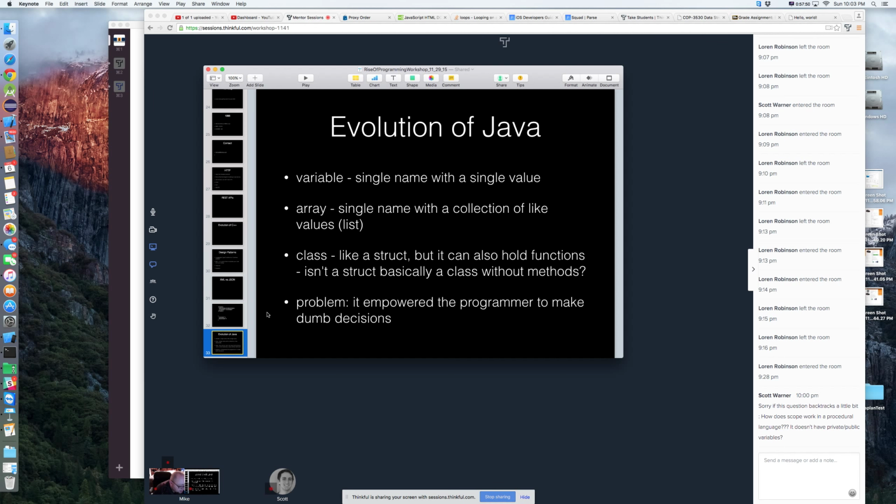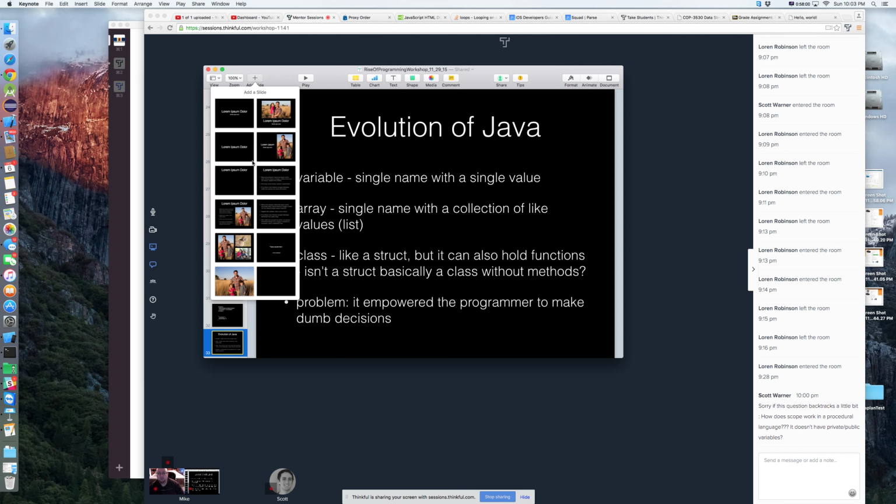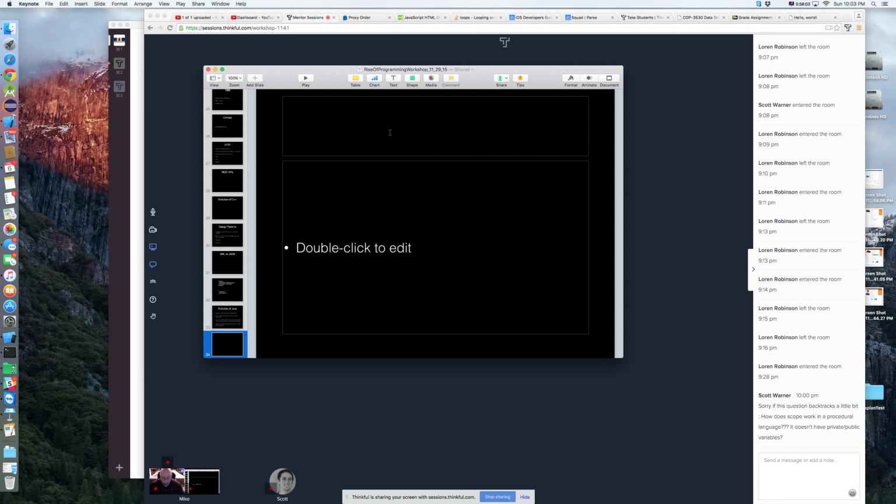Okay. Sorry if this question backtracks. How does scope work in a procedural language? Okay, well, sure. So, what is variable scope in general? Variable scope references where you have access to a variable. Or let's say where you can access a variable. So, you're trying to think about public, private, protected. You're saying, okay, well, it doesn't have public, private, protected. Well, procedural languages didn't need public, private, protected because they didn't have objects.